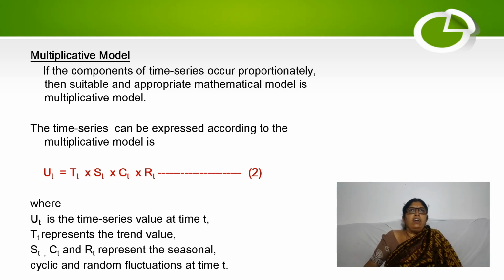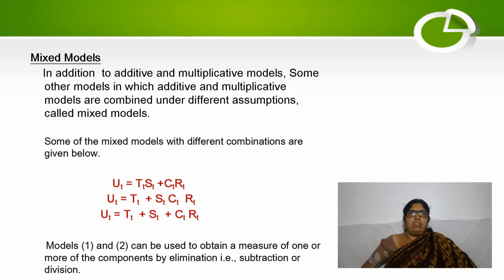Multiplicative model. If the components of a time series occur proportionately, then the suitable and appropriate mathematical model is multiplicative model. The time series can be expressed according to the multiplicative model as Ut = Tt × St × Ct × Rt, where Ut is a time series value at time t, Tt represents the trend value, St, Ct and Rt represent the seasonal, cyclic and random fluctuations at time t.